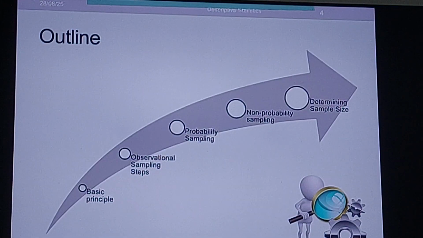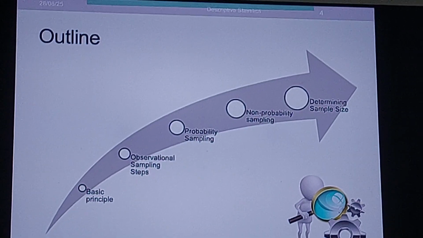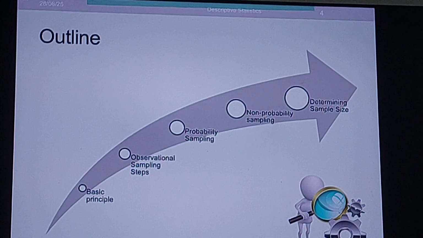So the outline for this slide starts from the basic principle of observational sampling, then the steps, and the next one is probability sampling and non-probability sampling. The last one, I still remember last time you asked about how to calculate the sample size. So we will discuss the sample size, maybe not this week, but at the next meeting. And there is some additional information about acceptance sampling.